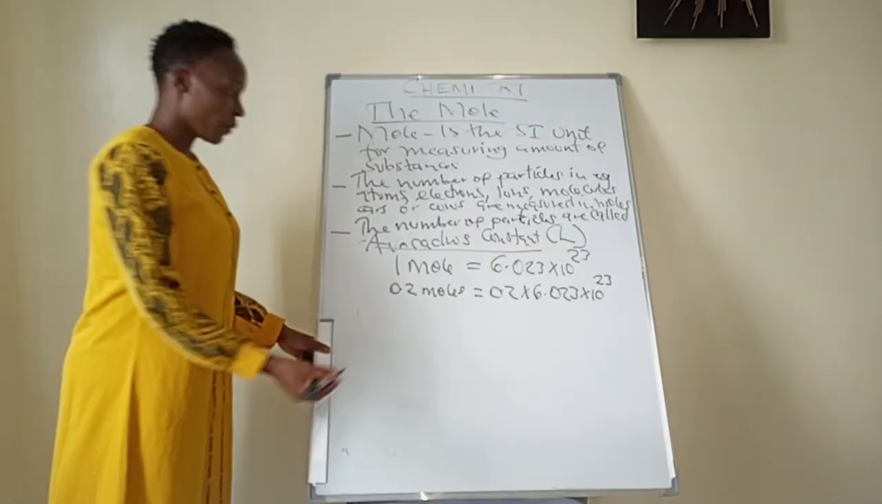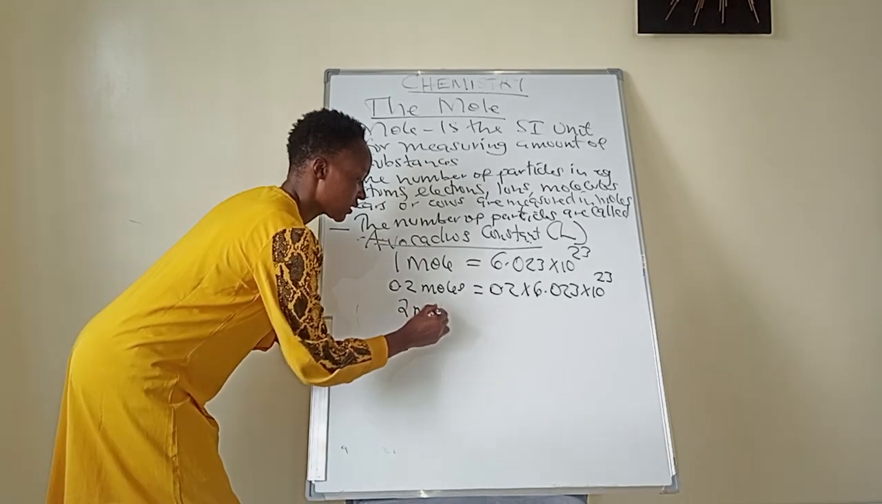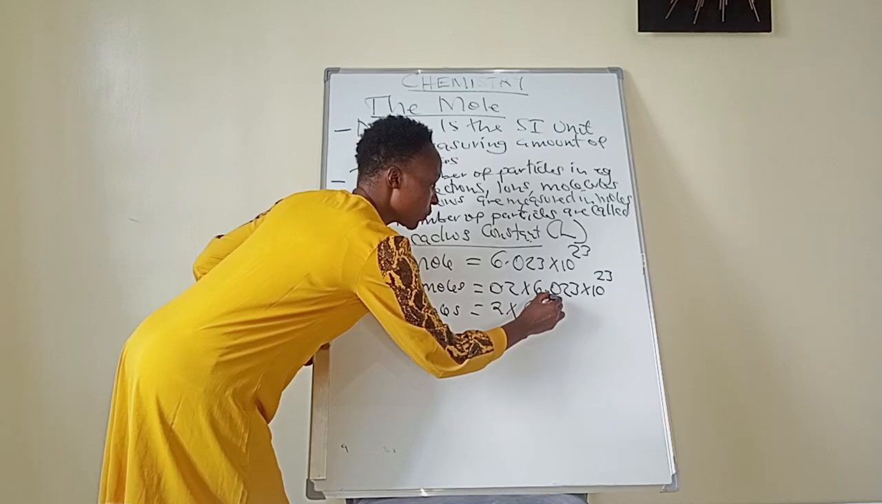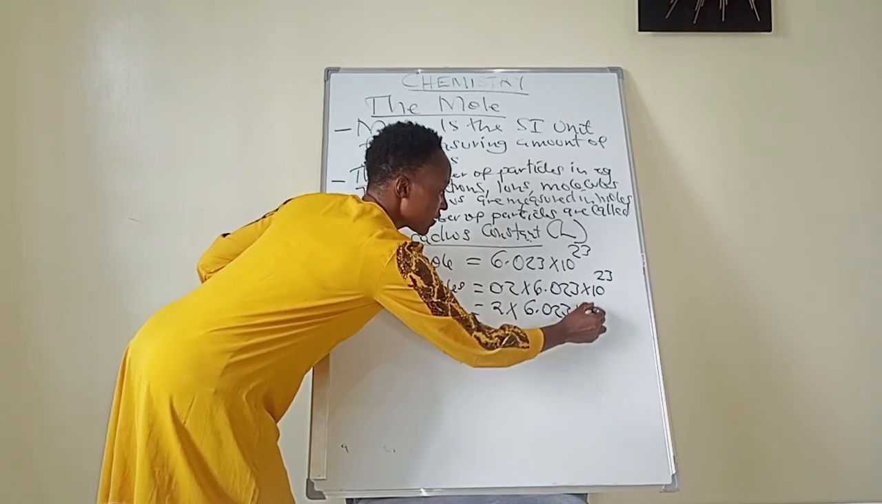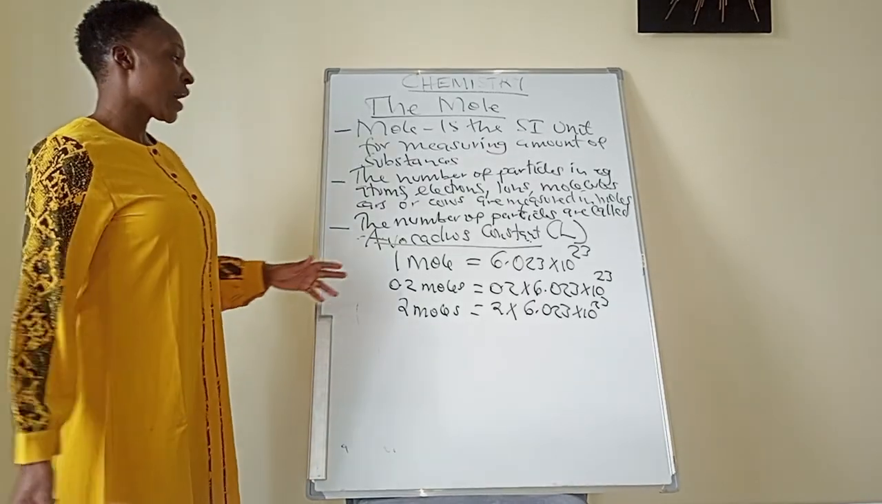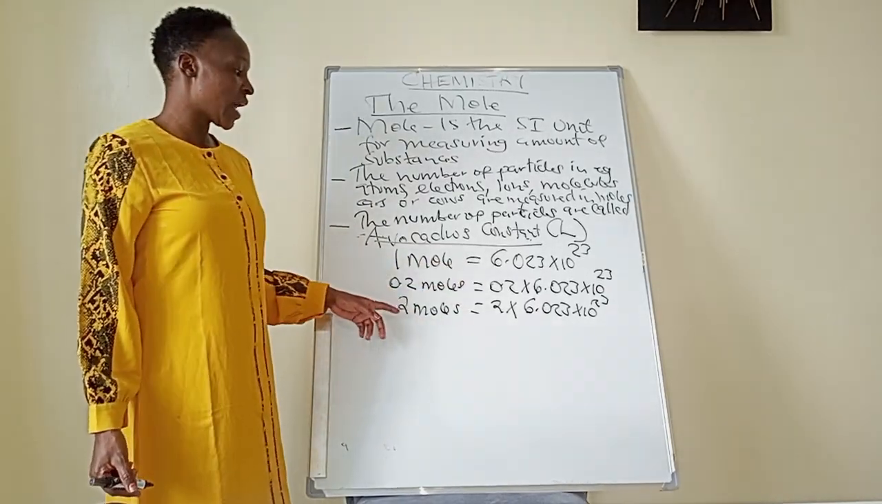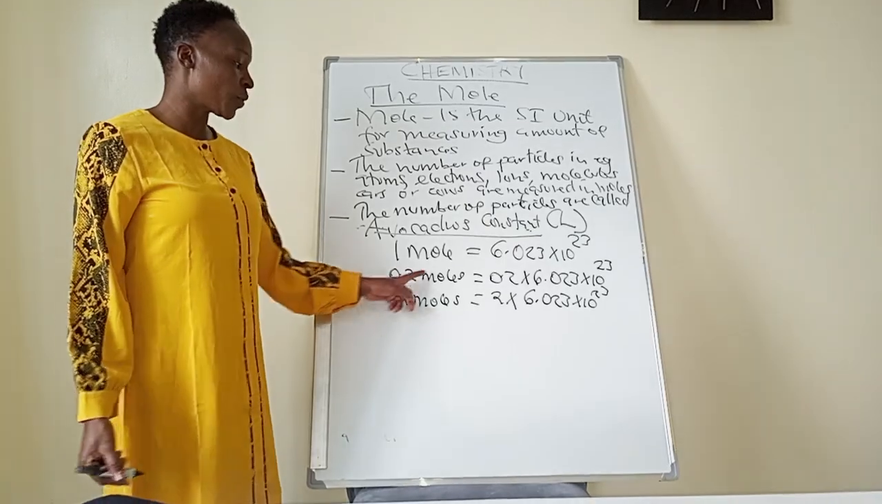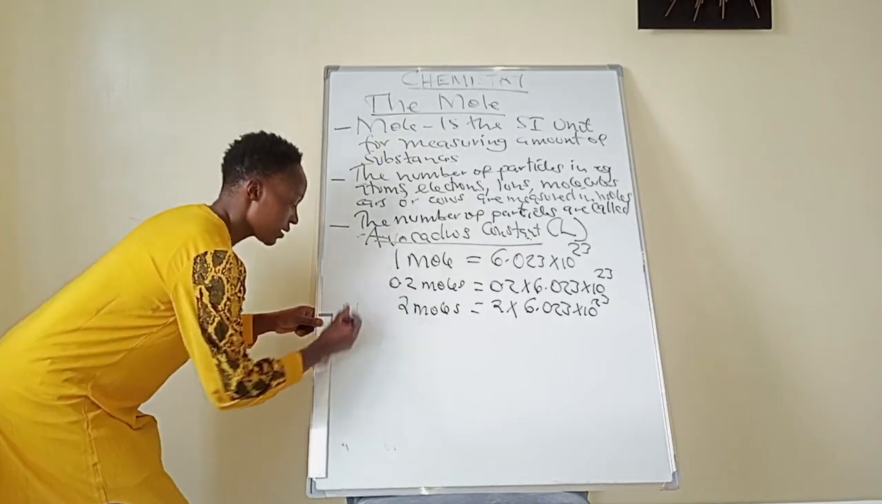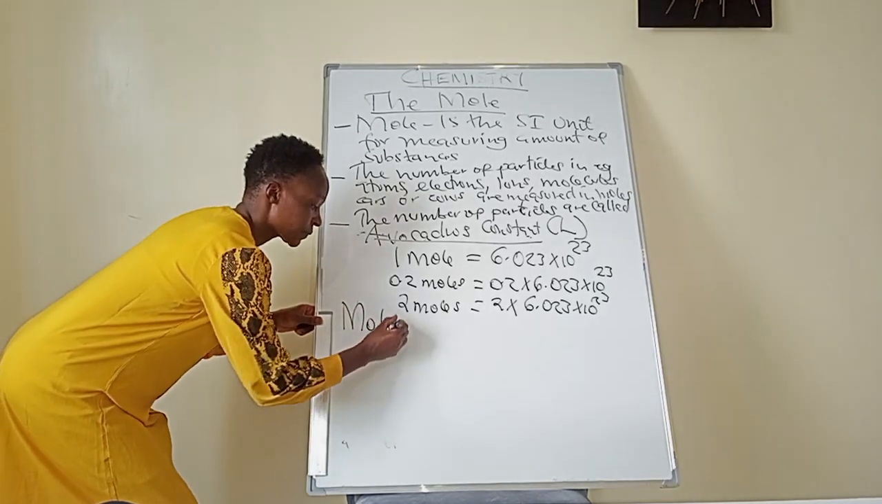If you have, for example, 2 moles, it will still be the same. So you'll have 2, you multiply by 6.023 times 10 raised to power 23. So for that, you'll be able to know how much Avogadro's constant is in either 2 moles or 0.2 moles and so on. So I want us to look at another thing here known as the molar mass.